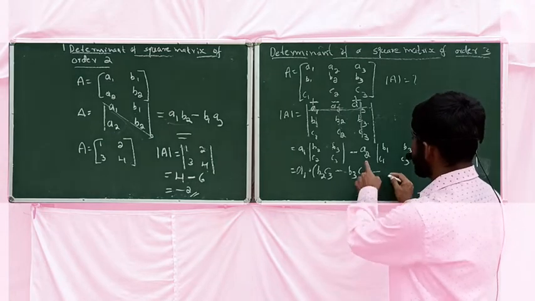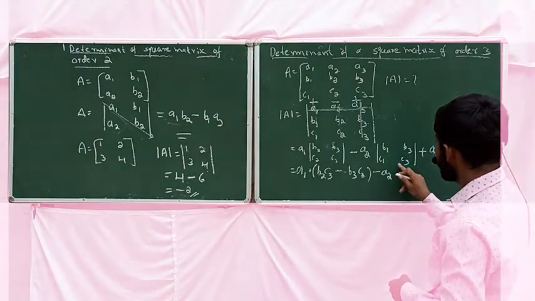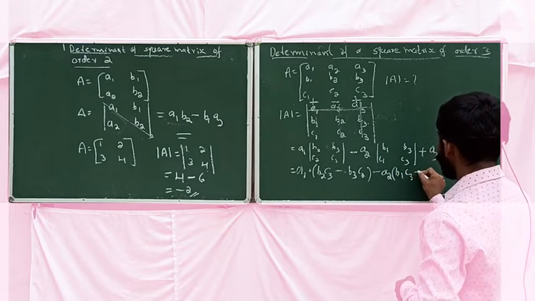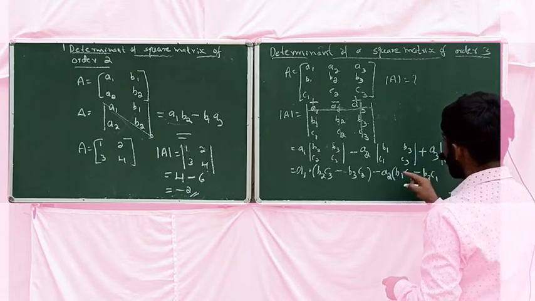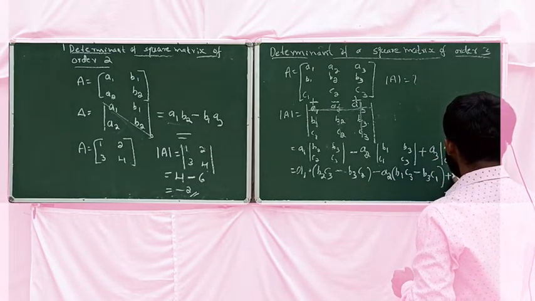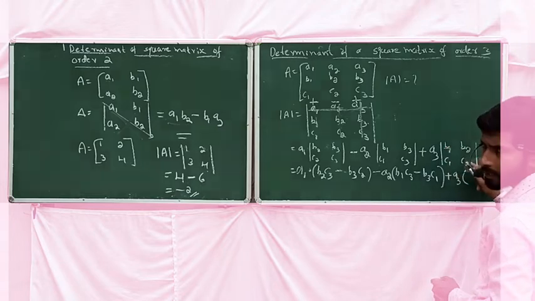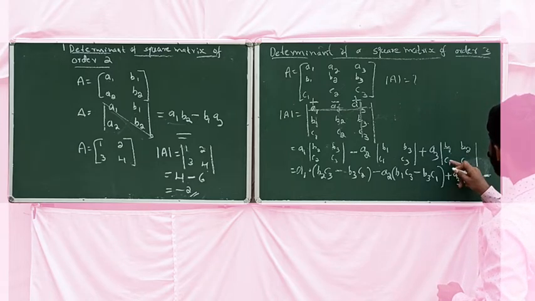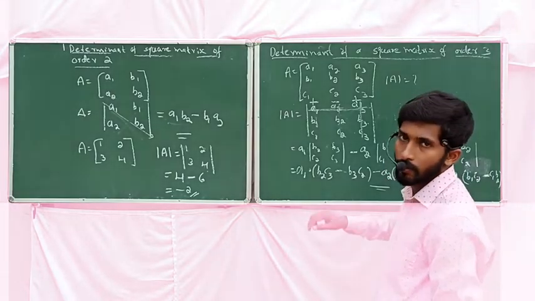Okay. Next, minus A2 into, again it's a square matrix of order 2. Calculate the determinant. First, product of diagonal entries, that is B1 into C3, minus product of non-diagonal entries. You can write B3 into C1, or you can write C1 into B3 also by commutative property. Okay. Last entry, plus A3 into, again see, first product of the diagonal entries B1 into C2 minus the non-diagonal entry, C1 into B2. This is the determinant of the given square matrix of order 3.